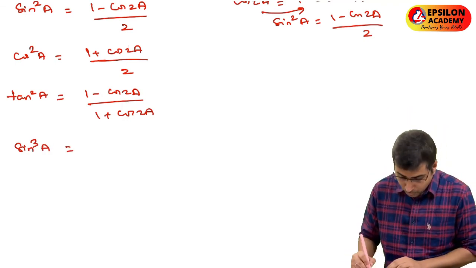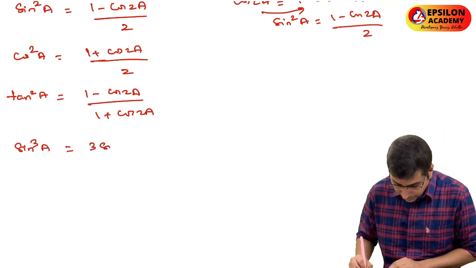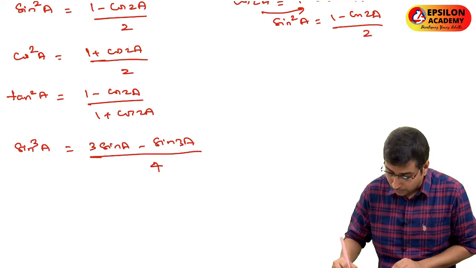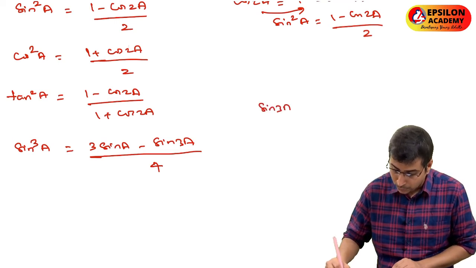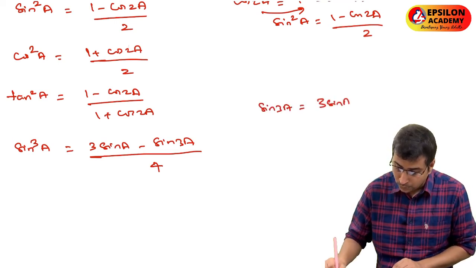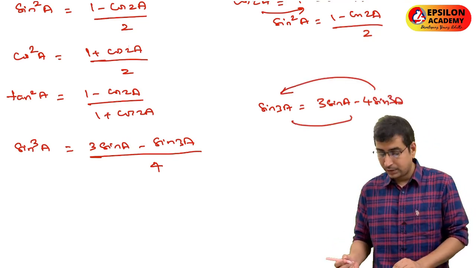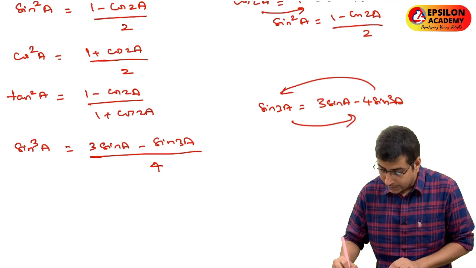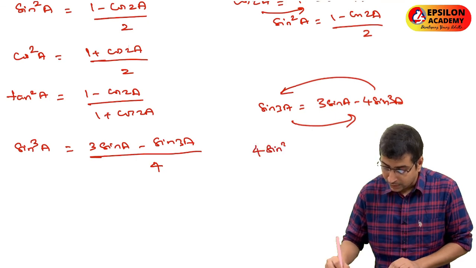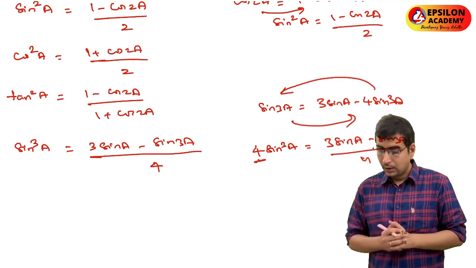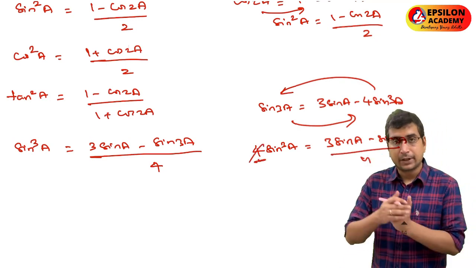So, what is sin cube a? It is 3 sin a minus sin 3a the whole divided by 4. So, how did we get this? We know the formula that sin 3a is equal to 3 sin a minus 4 sin cube a. Bringing sin cube a to the left hand side and sin 3a to the other side, we get 4 times sin cube a is equal to 3 sin a minus sin 3a, and take the 4 to the other side, it will go as 3 sin a minus sin 3a divided by 4.